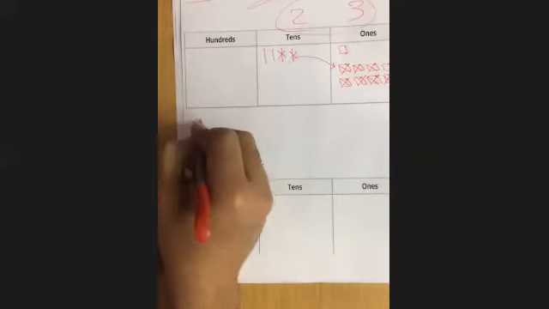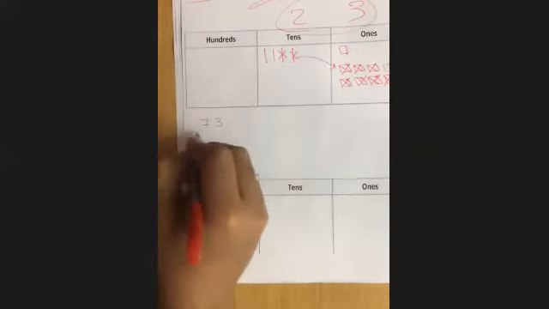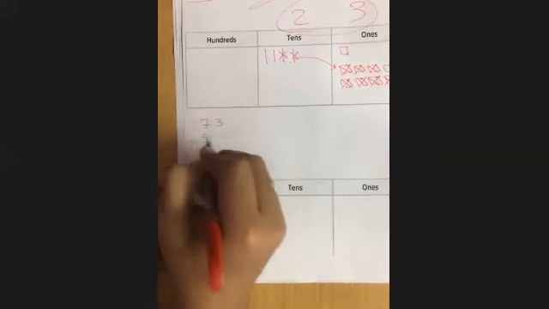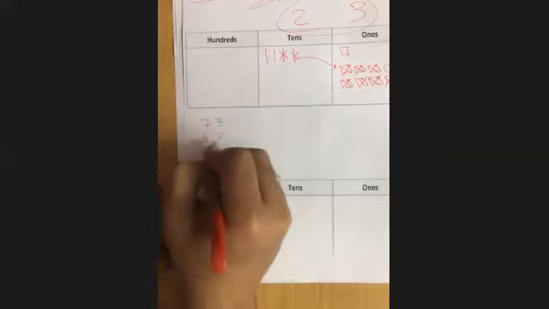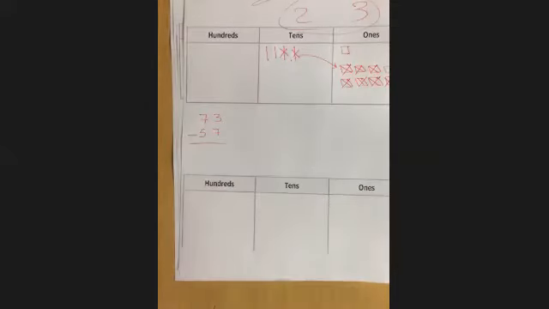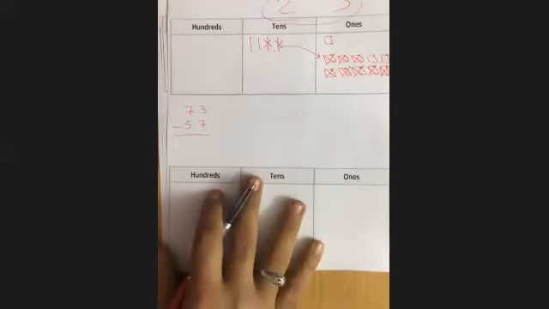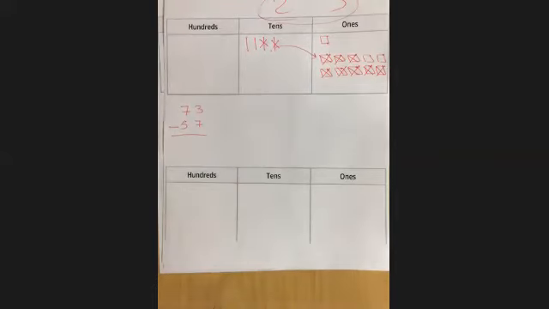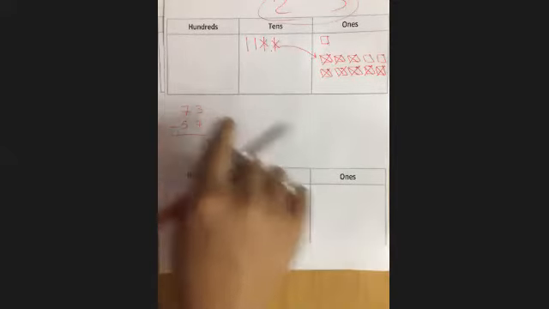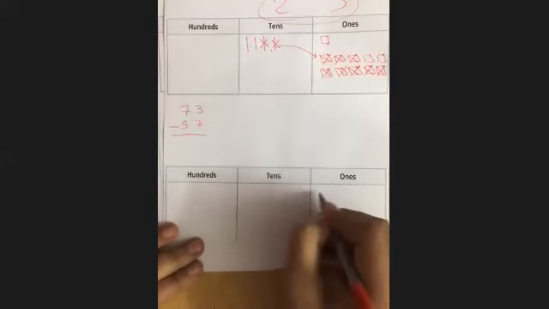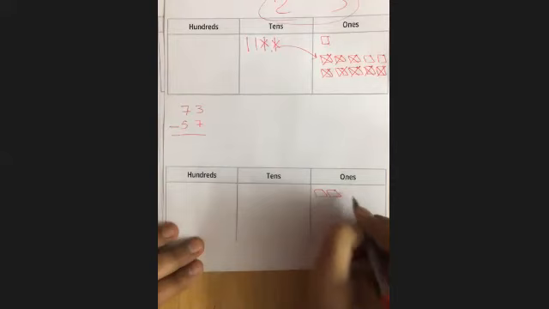Yasin, I want you to solve this example. Here we have 73. We want to subtract 73 minus 57. How can we solve this? We start from ones. We will put the 3 in ones. We draw 3 squares.